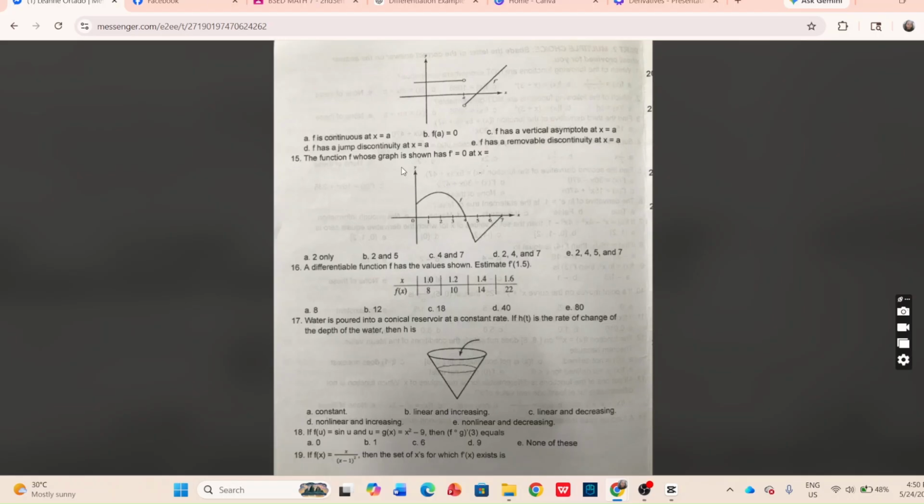Number 15. The function f whose graph is shown has f prime equals 0 at x equals, meaning to say we will identify which of these has f prime equals 0. So what value of x has f prime equals 0? So number 15 is letter A, at 2 only, because the graph shows a horizontal tangent at x equals 2.